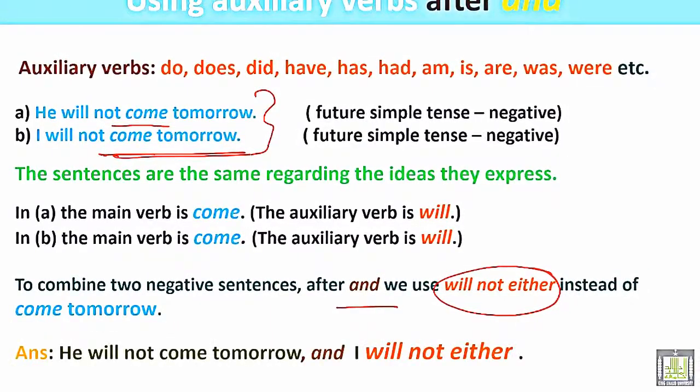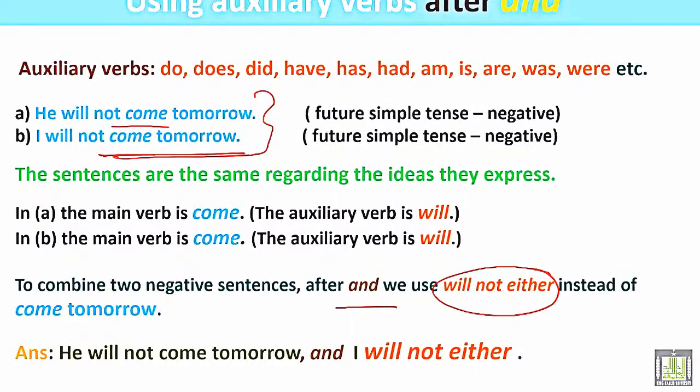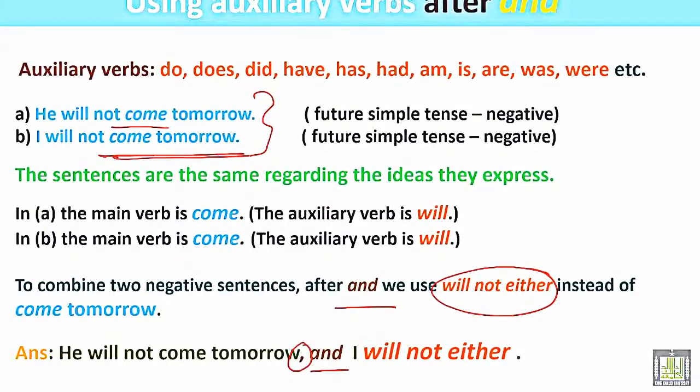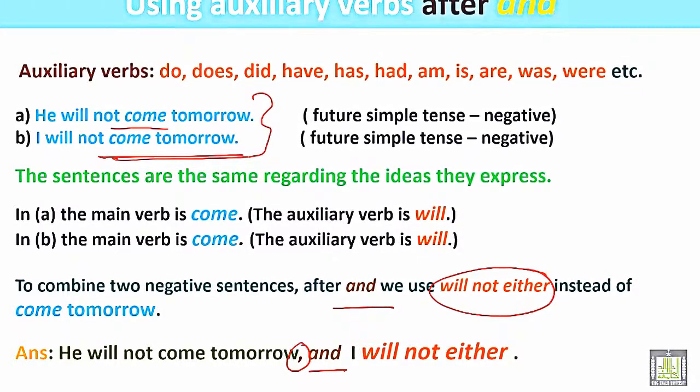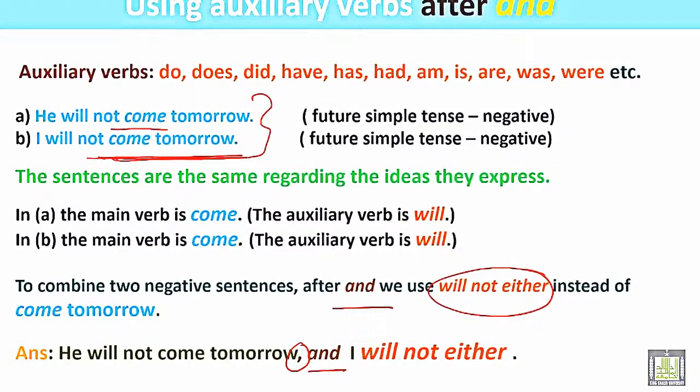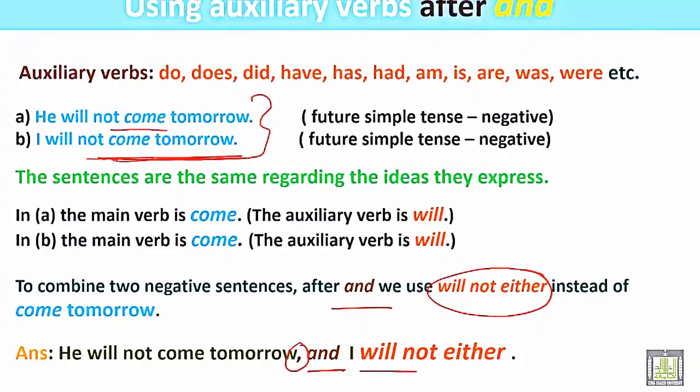See the answer. He will not come tomorrow. We put a comma and write and, and after that we begin the second sentence, and we do not write the whole sentence. We just write the subject and will not either.